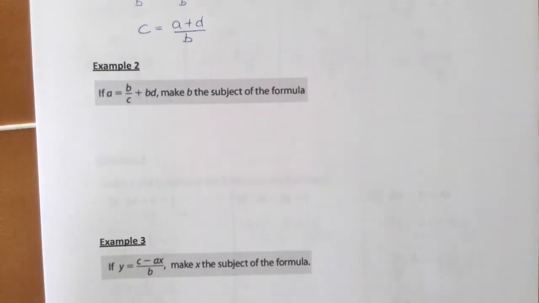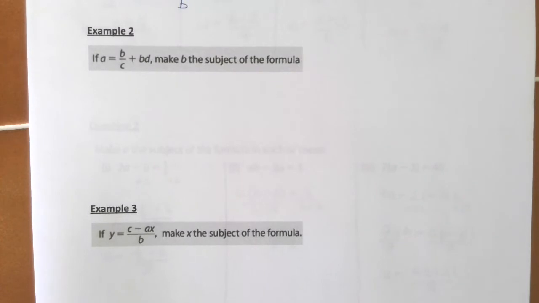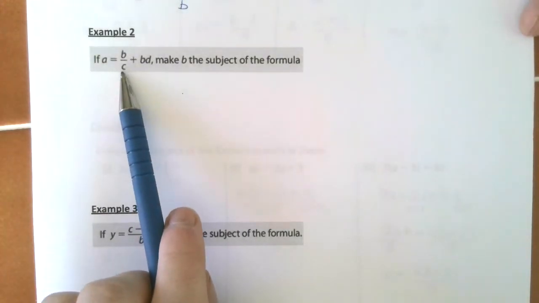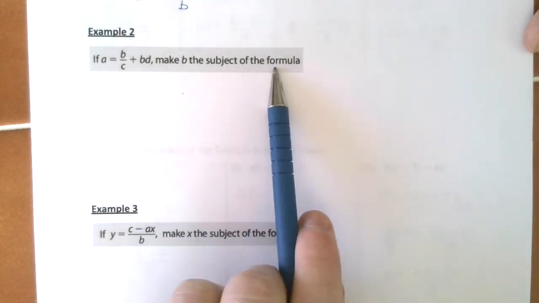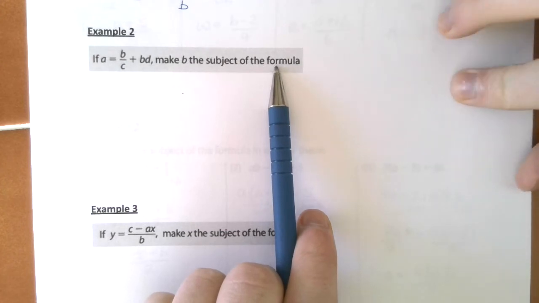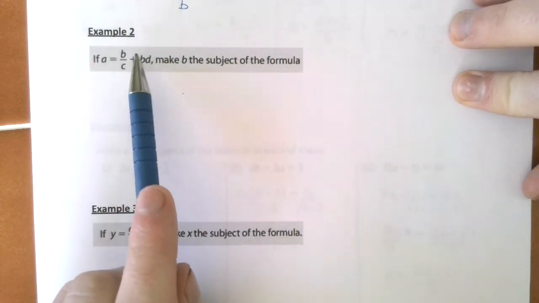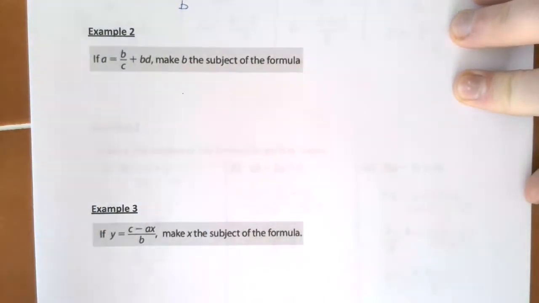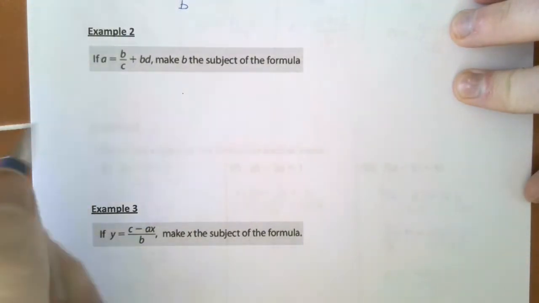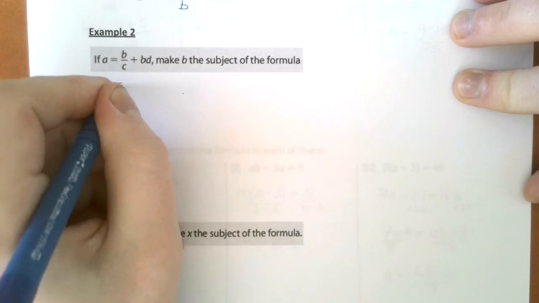Moving on to example 2. So example 2: if A is equal to B over C plus BD, make B the subject of the formula. Now the issue we have for this example is that we've got two B's. So the first thing we need to do is to get the two B's together. So we'll write down the equation first of all.